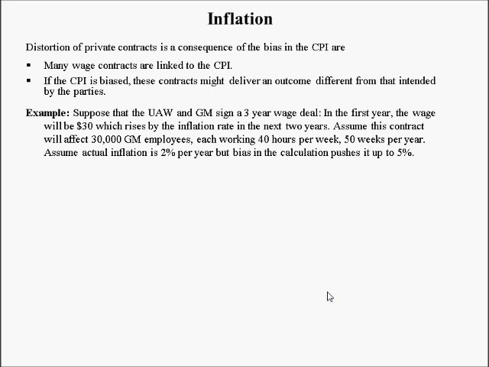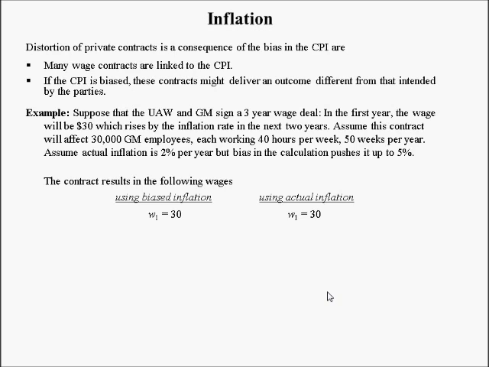Assume the actual inflation rate is 2%, but bias in the calculation pushes it up to 5%. We don't know that it's actually 2%. Our calculation has it at 5%. Okay, so keeping it simple, the contract results in the following wages. In year one, workers at General Motors receive a wage of $30. In year two, that $30 wage is inflated by the biased CPI calculation, so the wage bumps up to $31.50. If the two parties could somehow ascertain the actual inflation rate, the wage that the employees would be paid would be more like $30.60.